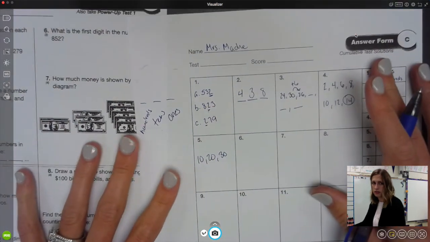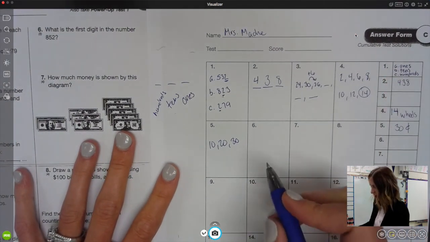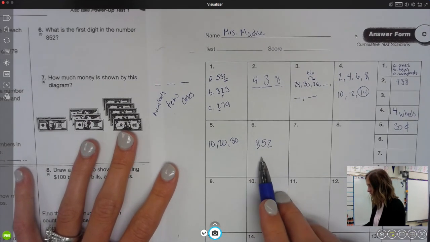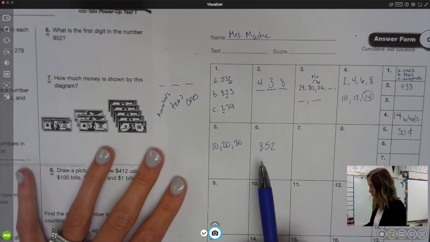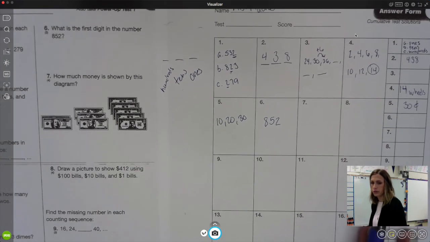Moving on to number 6. Number 6 says, what is the first digit in the number 852? Remember, all of our individual numbers are digits, so go ahead, write the first digit over here for your answer.